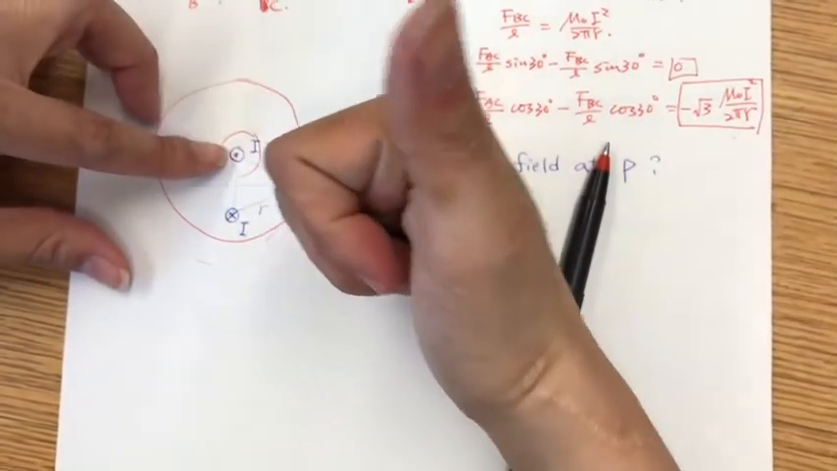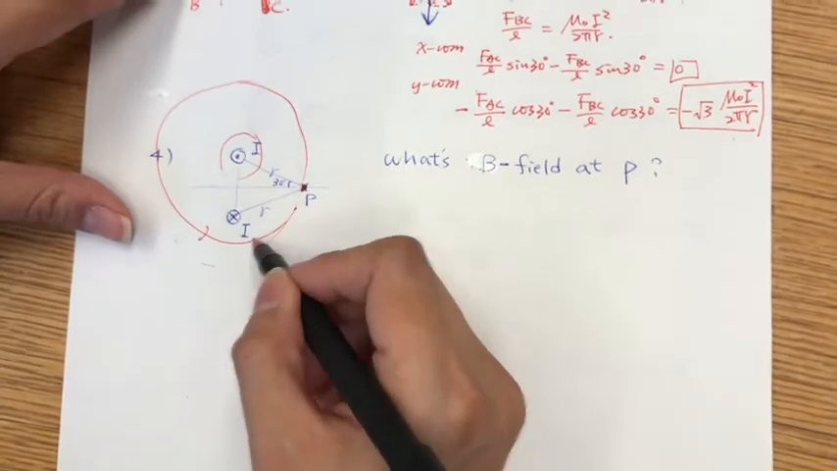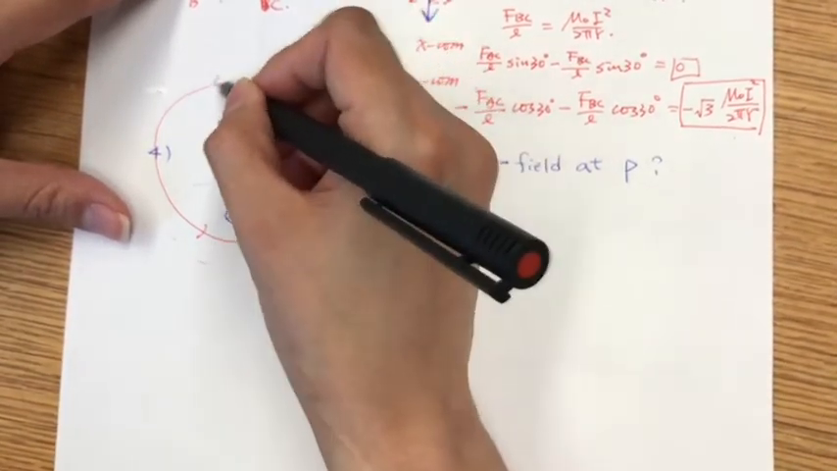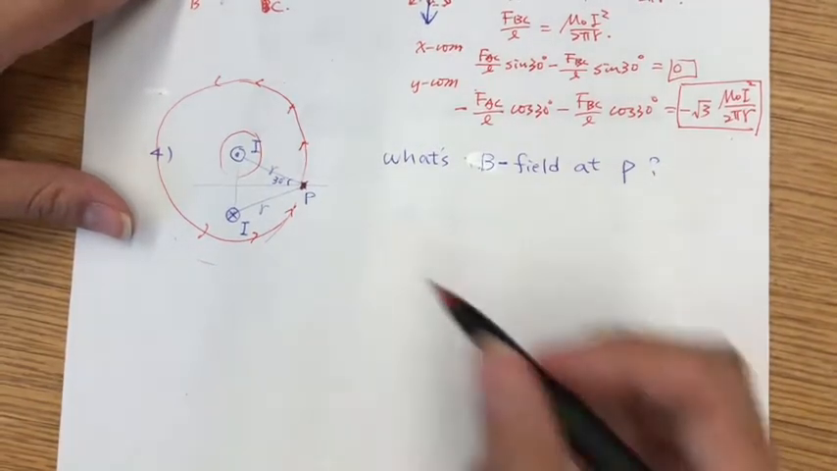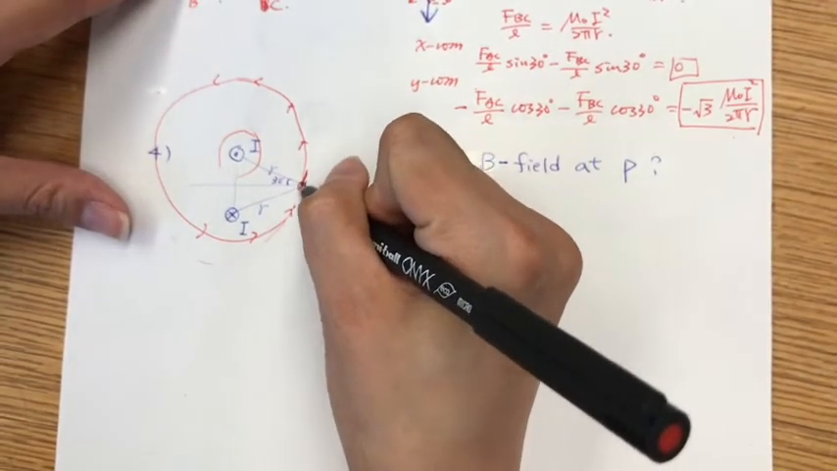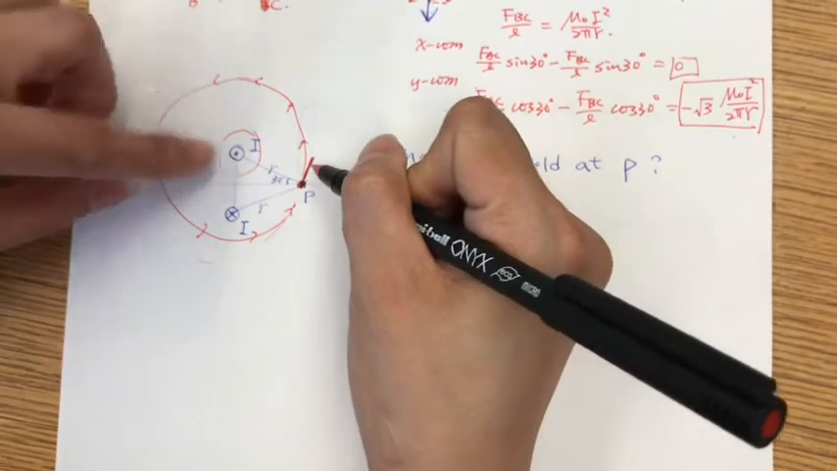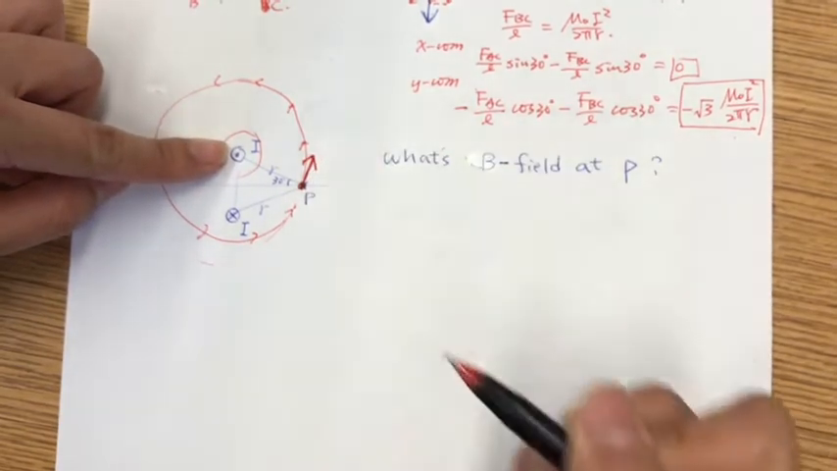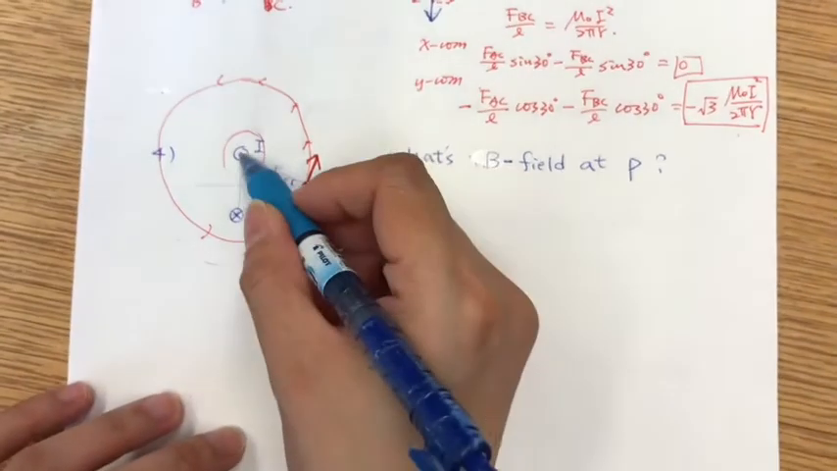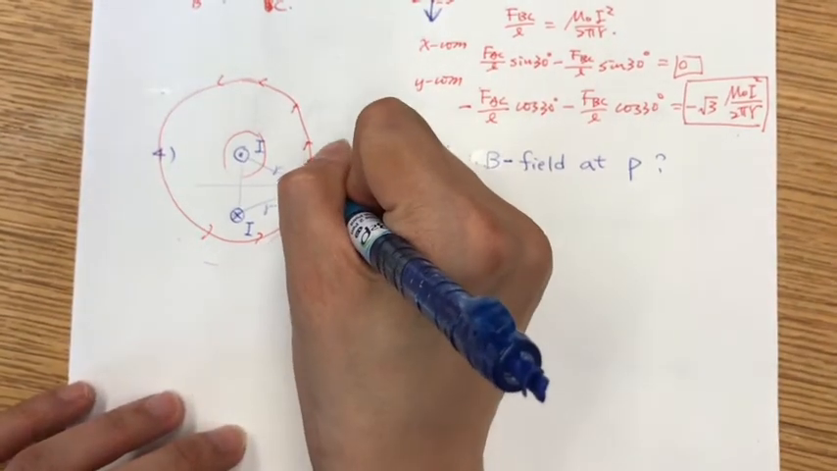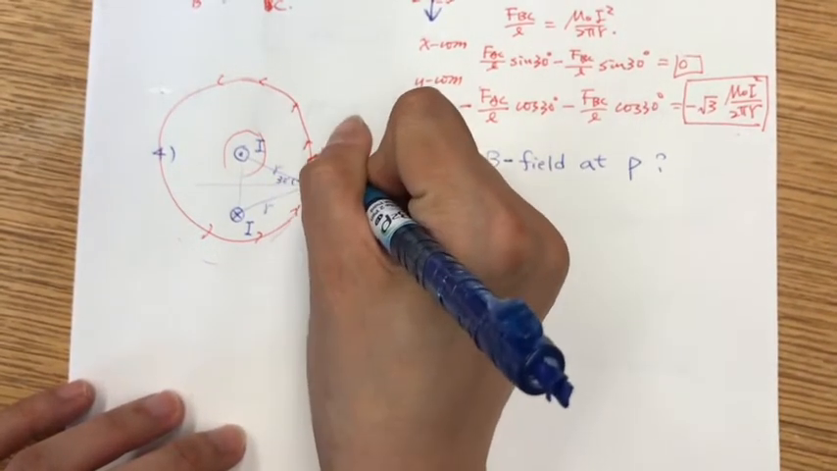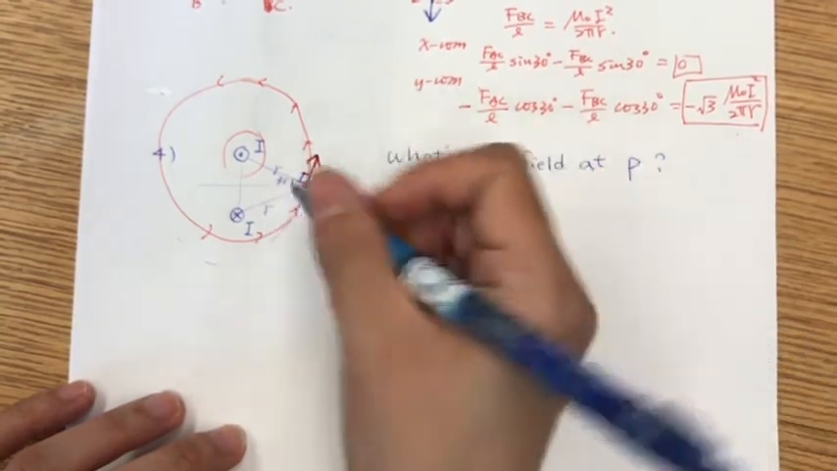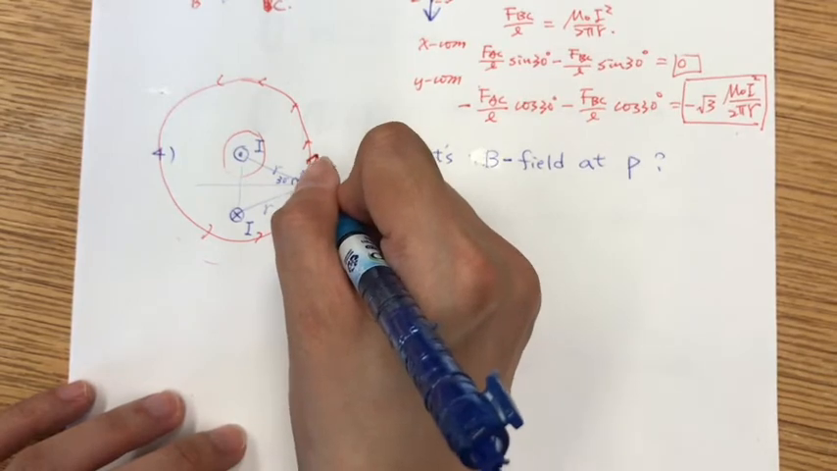And since it's going upward, the magnetic field is going to go in this direction. So exactly at P, the magnetic field caused by this is moving this way. Okay, and you can see it's a tangential line. So it's tangential to this circle, so it's 90 degrees.